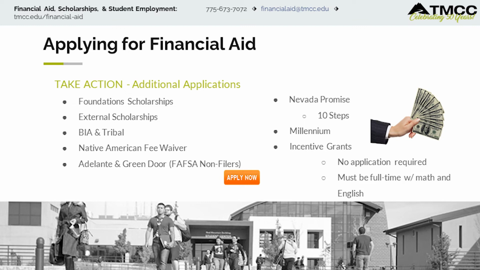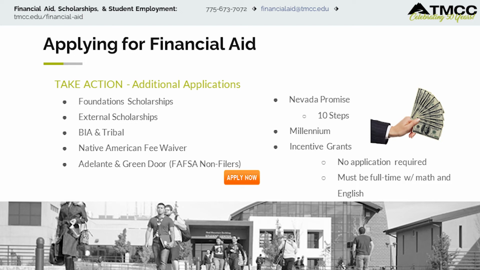The Adelante and Green Door scholarships are applied for through an application that mimics some of the FAFSA questions. It can be found on our website under FAFSA non-filers. Taxes or statements of income will be requested based on the application, since the students with lower income are awarded first. The requirements for the Adelante grant are that a student must be enrolled in at least 6 credits, and those 6 credits must include math and English until their math and English requirements are met.